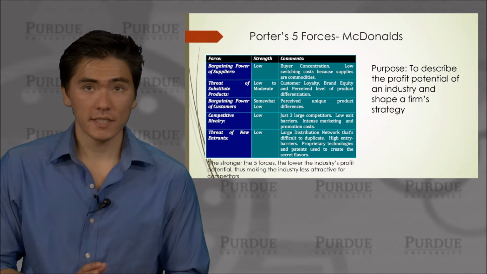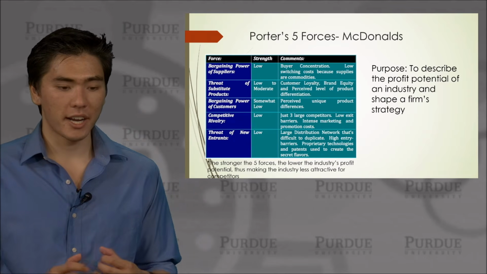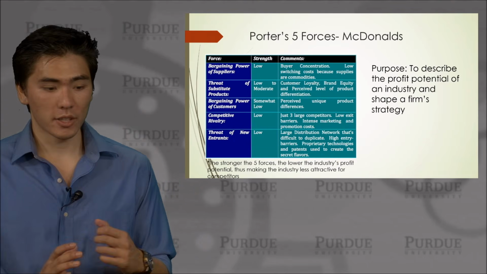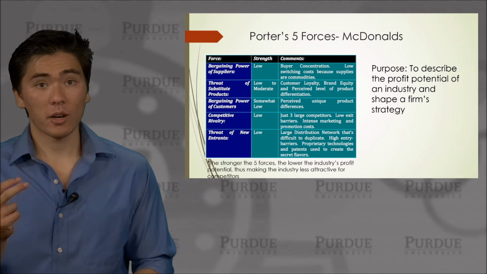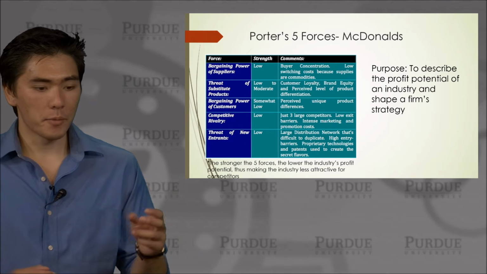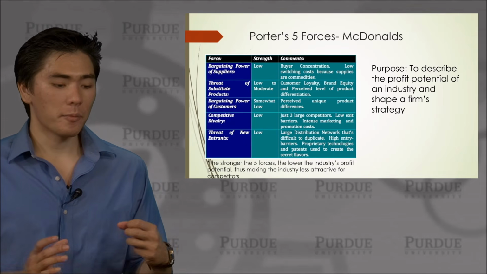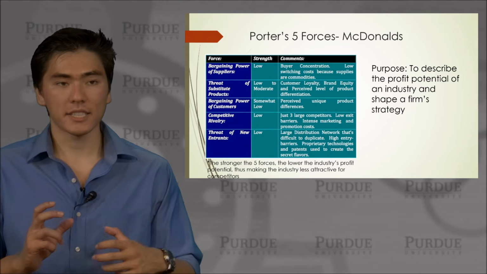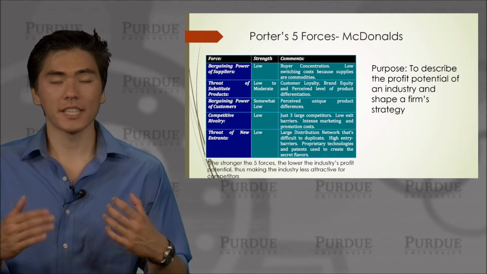Finally, Porter's 5 Forces, and the purpose of this is to describe the profit potential of an industry and shape a firm's strategy. For this example, we were looking at McDonald's, and the 5 forces that we're looking into are bargaining power of suppliers, the threat of substitute products, bargaining power of customers, competitive rivalry, and threat of new entrants. Basically, you rank them all on how strong they are, so low, moderate, high, and the stronger the 5 forces, the lower the industry's profit potential, and this makes the industry less competitive and less attractive for competitors.